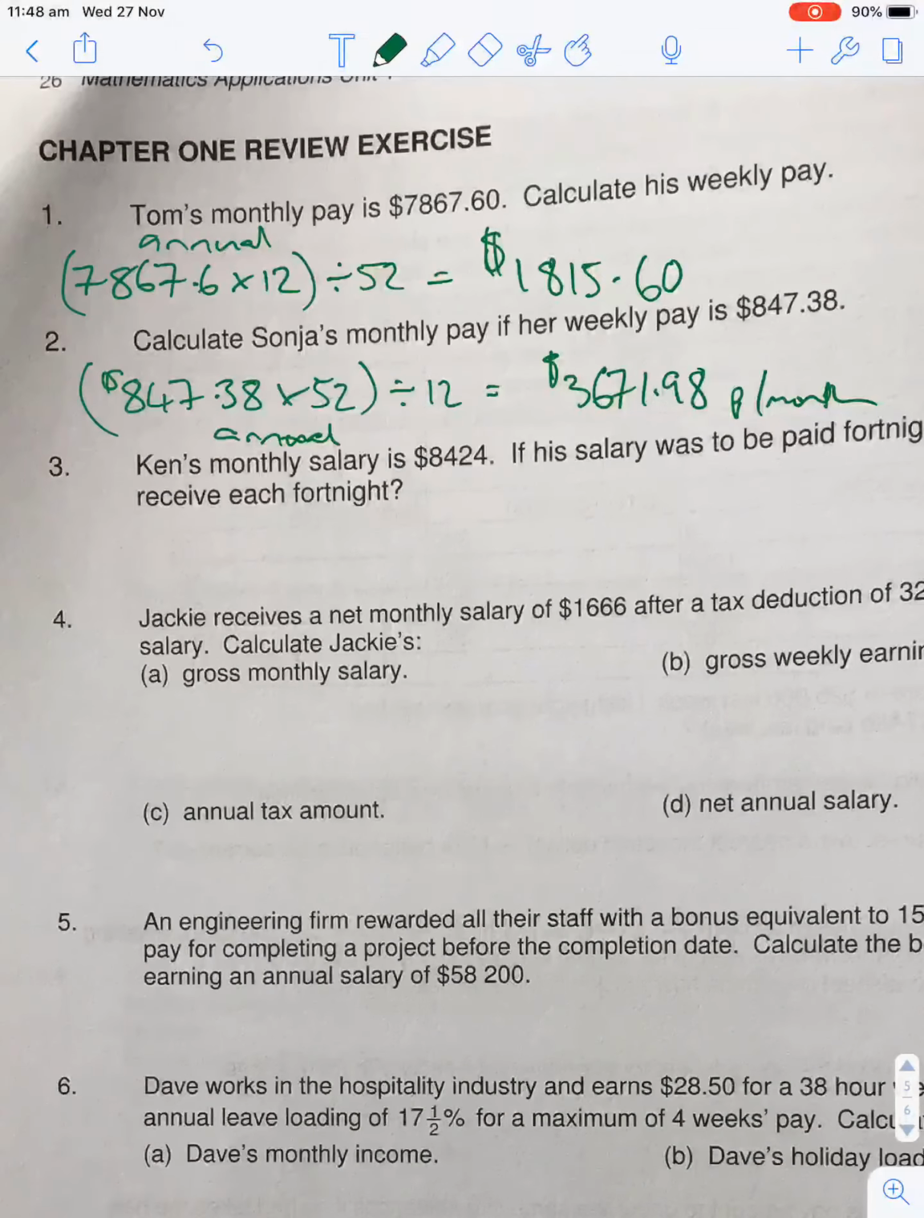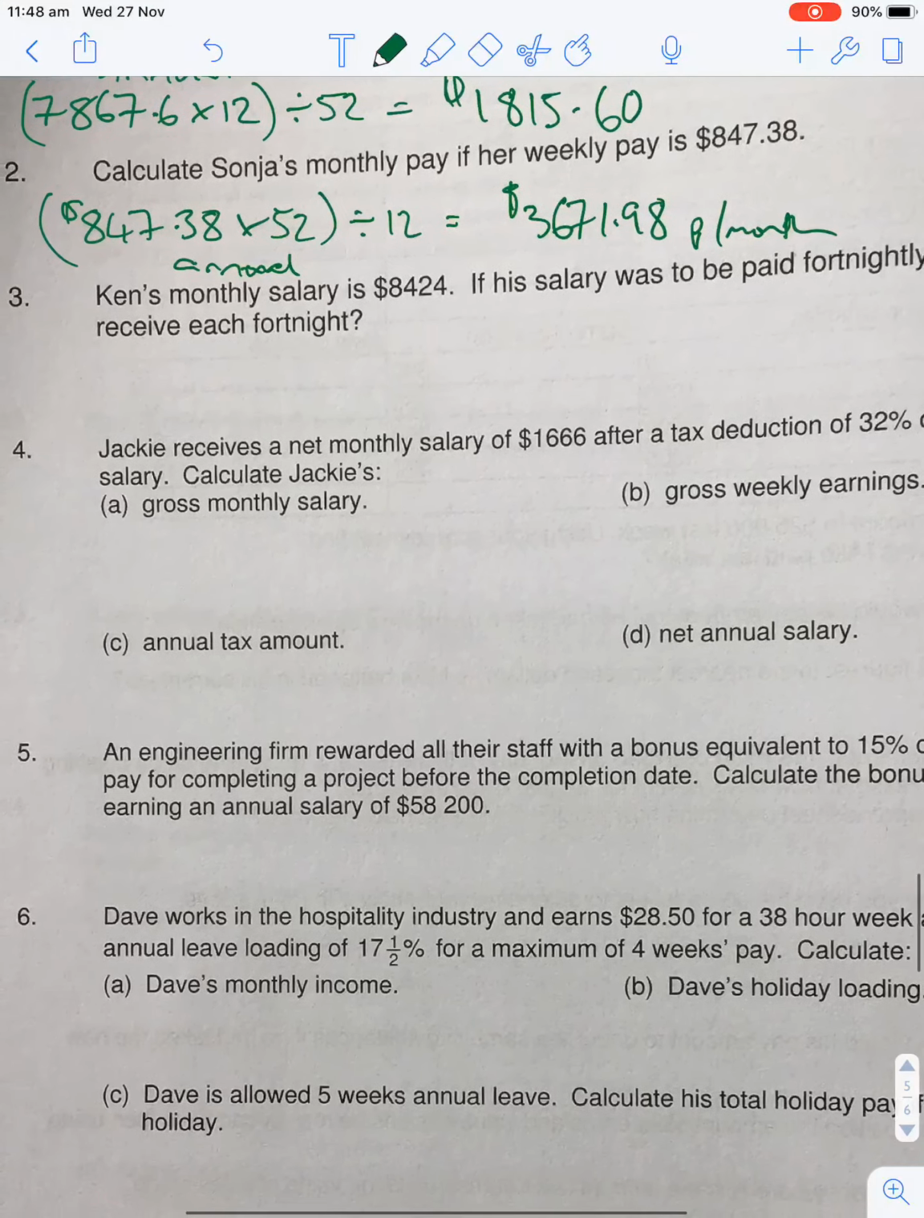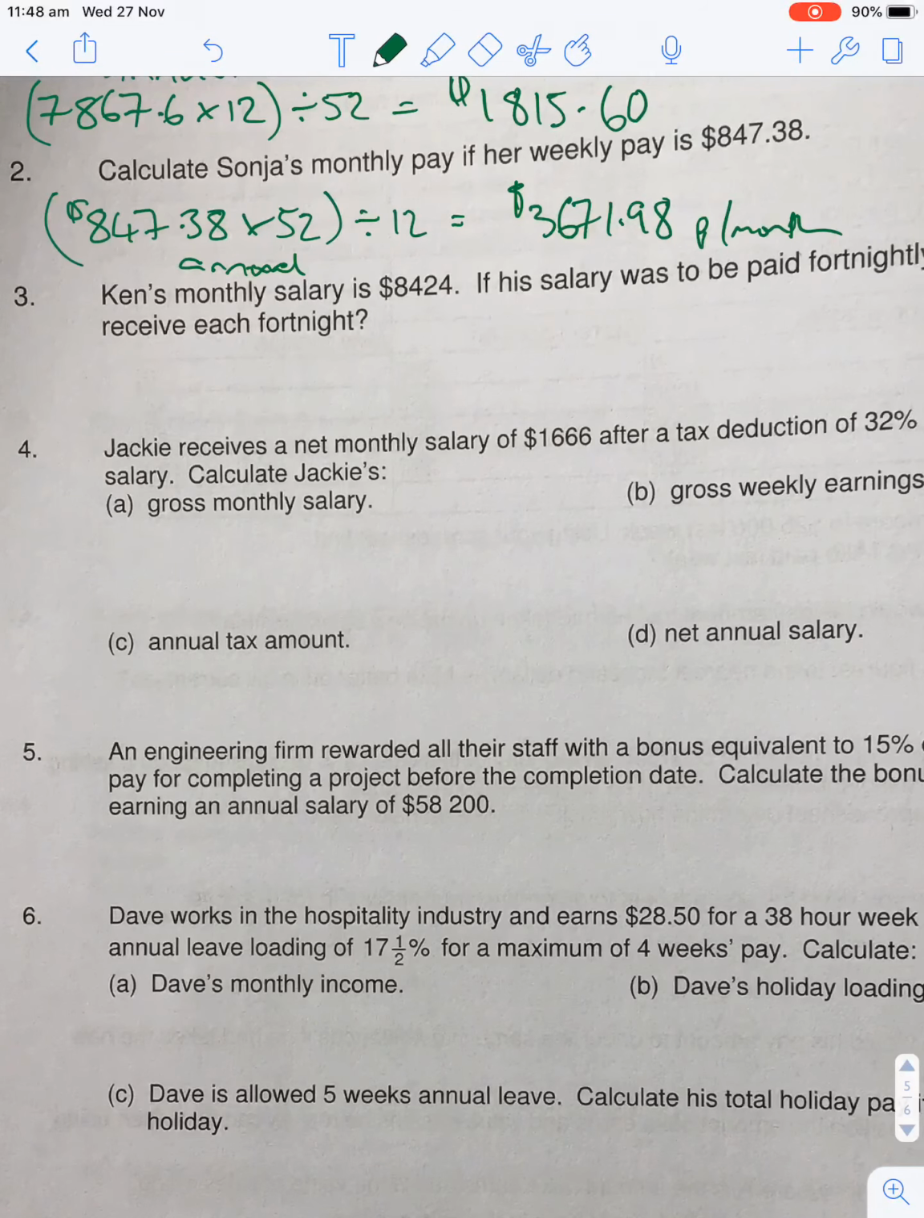Okay. Question 3, Ken's monthly salary is $8,424. If his salary was to be paid fortnightly, how much will he receive? So again, for the same reasons, we can't just divide by 2. People say roughly there's 2 fortnights. There is roughly, but it is rough, it's not exact. And so what you need to do is to turn it first into an annual amount.